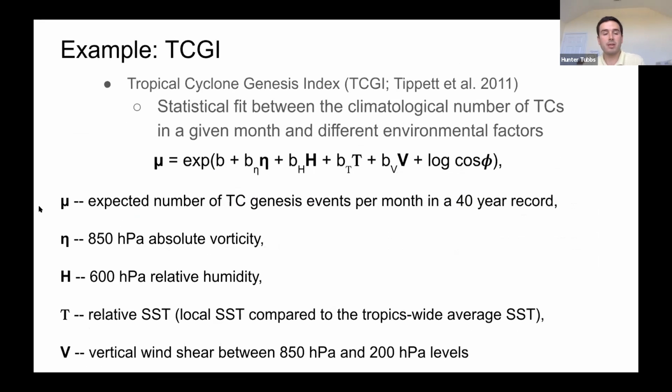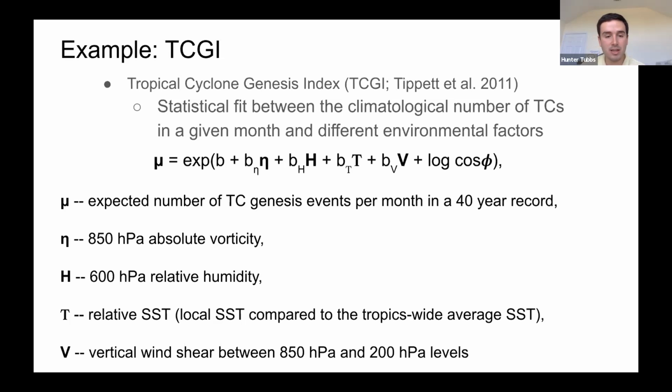I'm sorry, I skipped one slide. So TCGI. I know that we're not supposed to show equations in PowerPoint. I'm going to break that rule just temporarily because it is important to see the math a little bit. This is actually one of the easier of the 2 equations, so I'm going to show this one instead of the potential intensity equation. TCGI is a statistical fit between the climatological number of tropical cyclones in a given month and different large-scale environmental factors. This is an exponential equation where the left-hand side term mu is the expected number of tropical cyclone genesis events per month in a 40-year record.